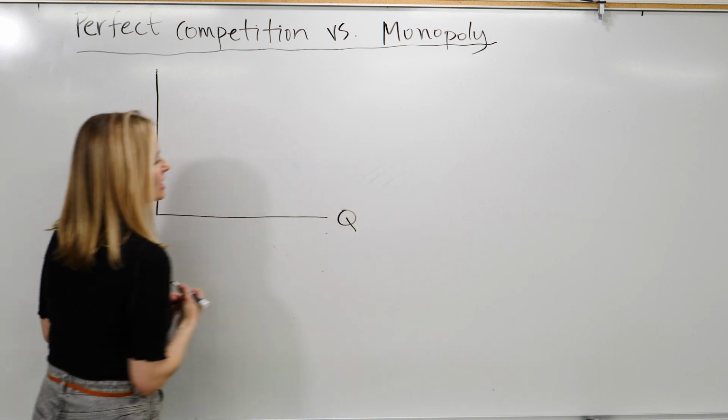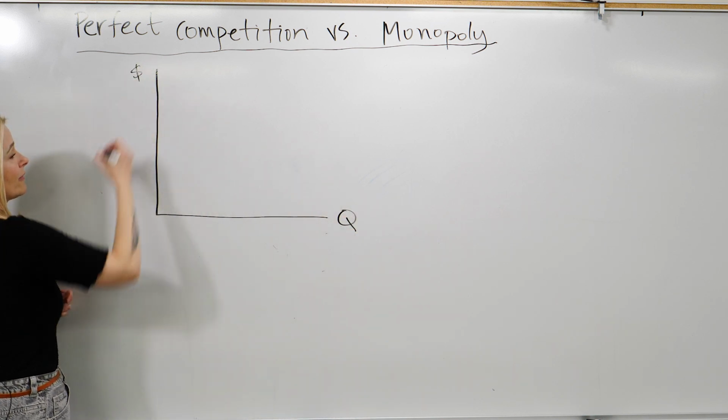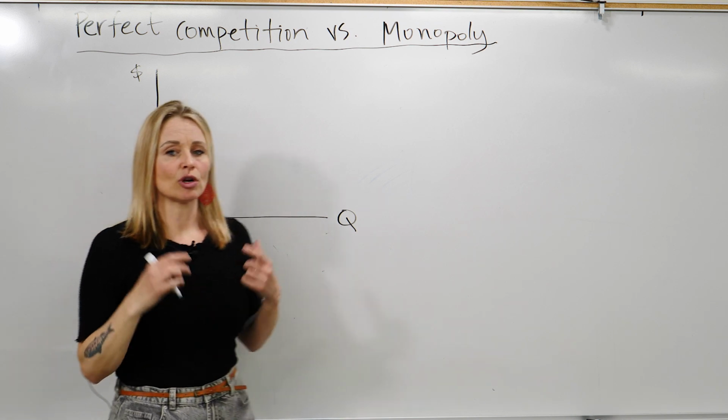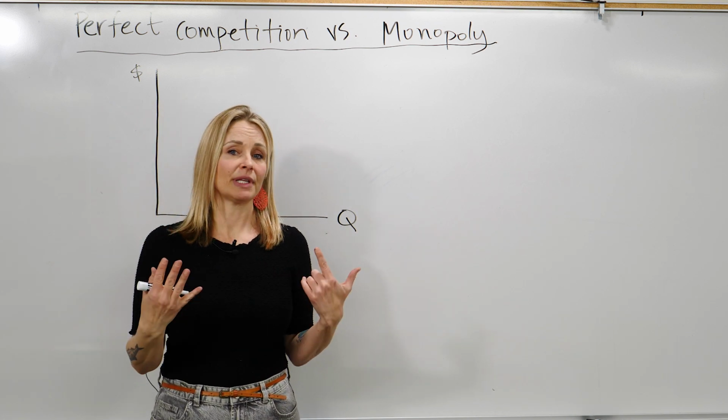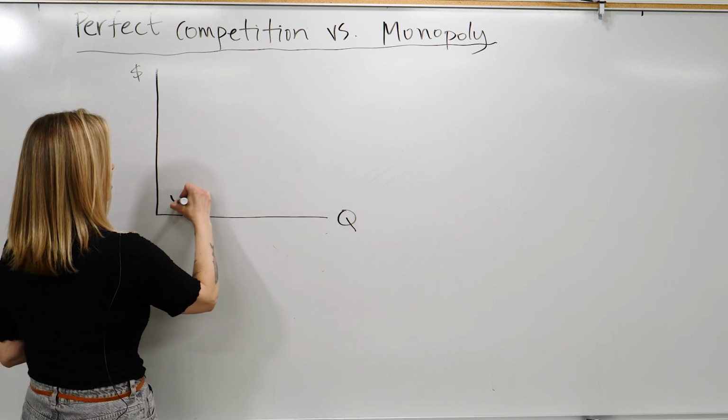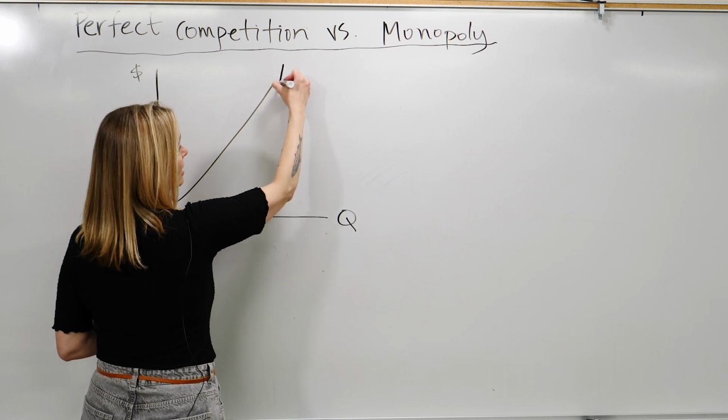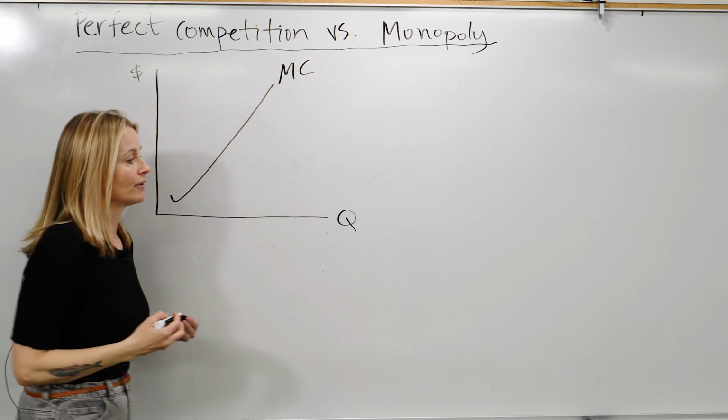Here we have our quantity as always, and then we'll have dollar stuff up here. Let's start by drawing the marginal cost curve. Remember what that looks like? Basically like a check mark, mostly upward sloping. This is our marginal cost curve.